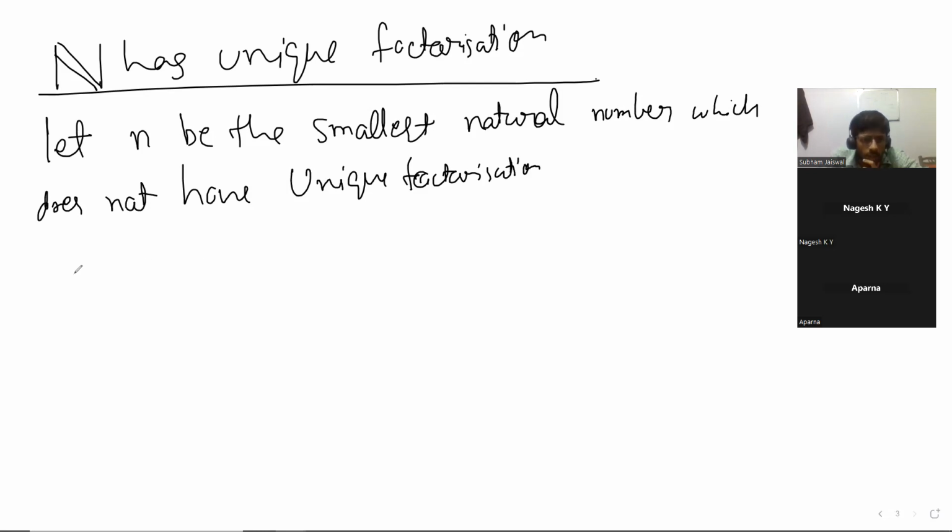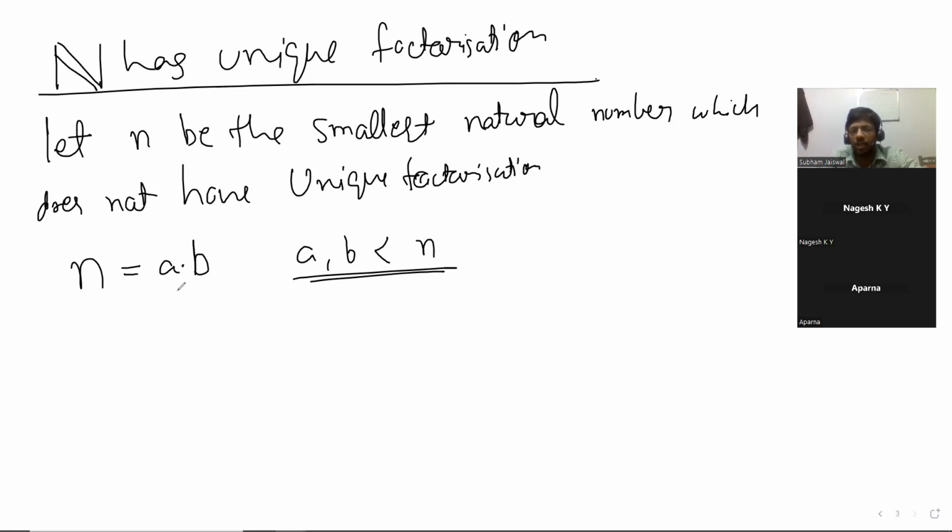Then either N is prime, then it's a contradiction, right? Then we are done. So N cannot be prime. But then if N is not a prime, then N is a product of two numbers. You see, these numbers are actually less than N because it's a proper product, right? Both are factors. N is a product of these two.